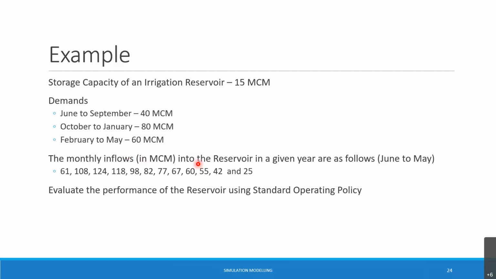As you know, in India, we count the water year from June to May. So 61 MCM is the flow that comes in the month of June. 108 is the flow that comes in the month of July, and so on. So it's a very simple process. I assume the reservoir is initially empty, because most small irrigation reservoirs are expected to become empty at the end of summer. So by the beginning of the monsoon season, the reservoir is supposed to start getting filled up.